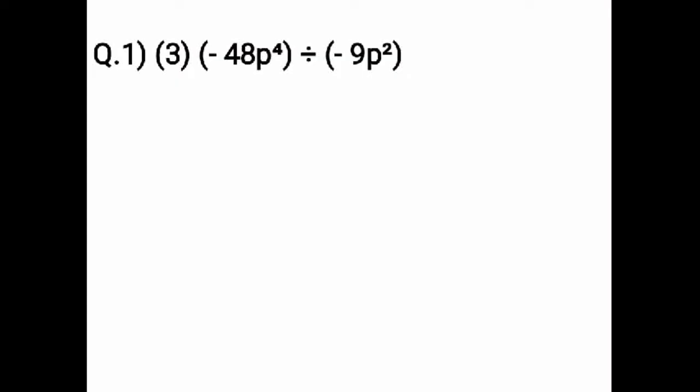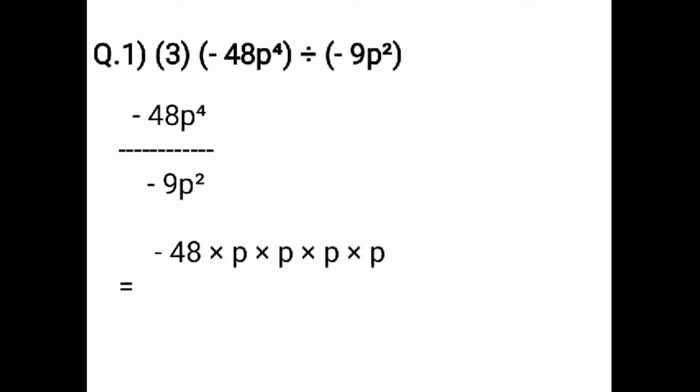First, you have to arrange it vertically for the division of polynomials. Minus 48p raised to 4 upon minus 9p square. Next step you have to write multiplication form, that is equal to minus 48 into p into p into p into p upon minus 9 into p into p.